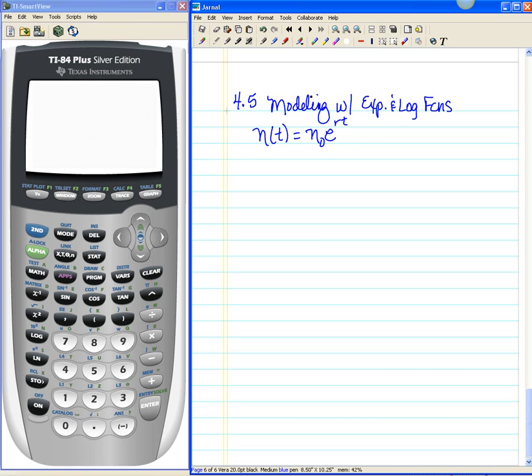So let's look at, for instance, number 7 in your book, page 380. It's given us a graph that shows the deer population in a Pennsylvania county between 1996 and 2000. Assume the population grows exponentially. Part A says what was the population in 1996, and notice that on the graph t is years since 1996, so the population in 1996.